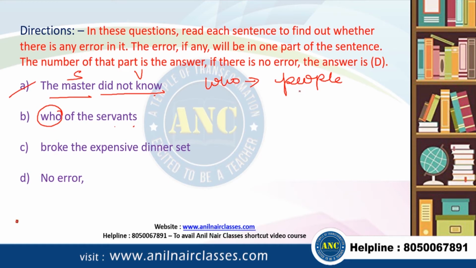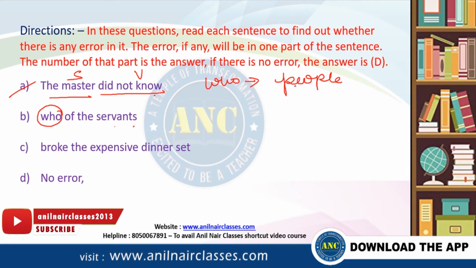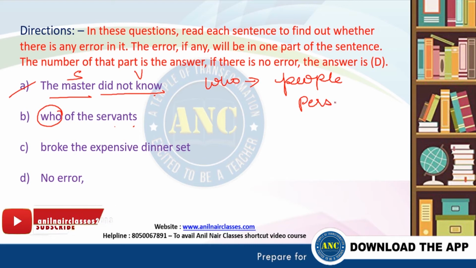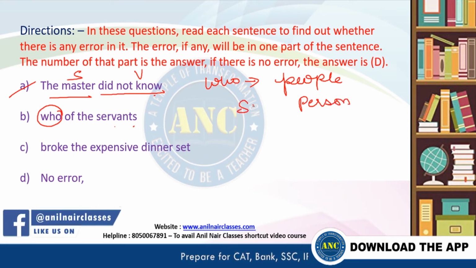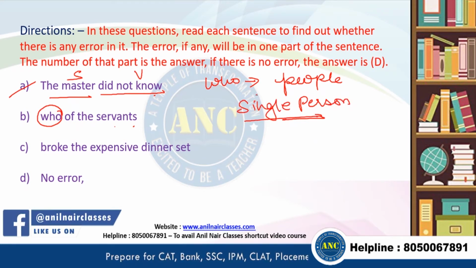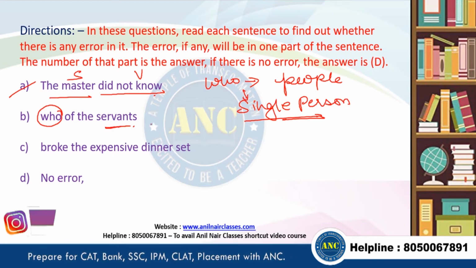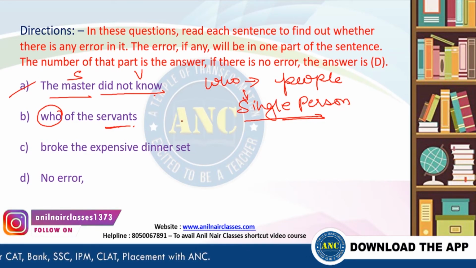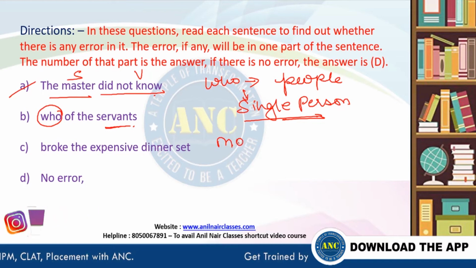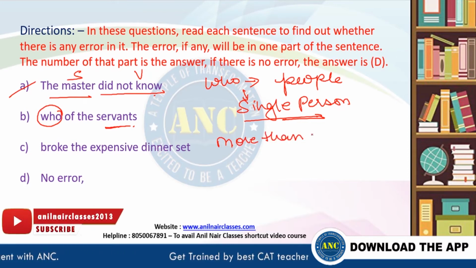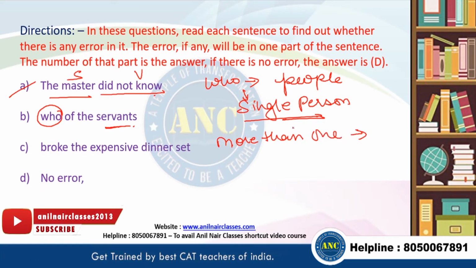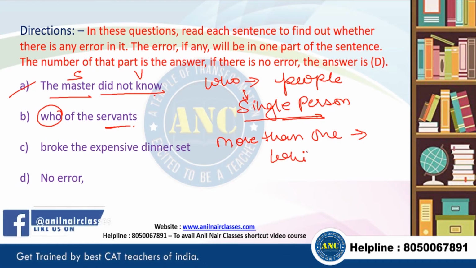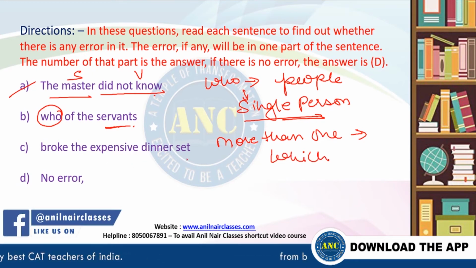But it can refer to a single person only. We can use it for a single person. But here we say servants. That means more than one servant is there. So when more than one is there, we cannot use who. We can say, which of the servants broke the expensive dinner set.